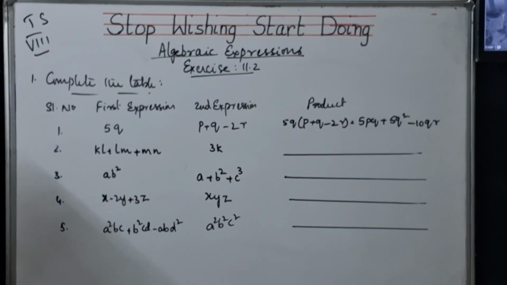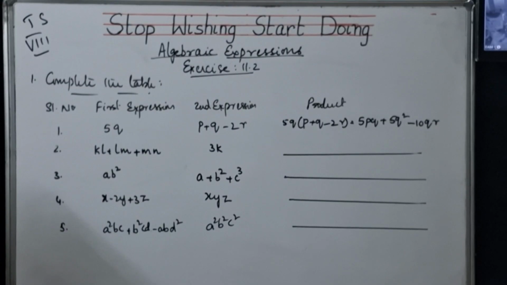Now I am dealing with exercise 11.2 algebraic expressions, 8th class maths. So let us see the first problem. Complete the table. Serial number, first expression, second expression, product. They have done the first one for us.